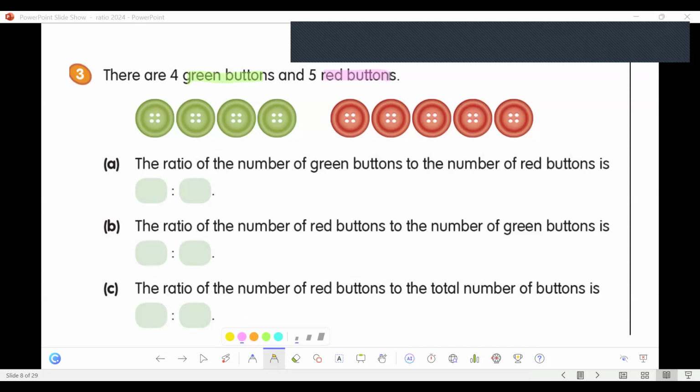So you look at the question, he asked for ratio written in different ways. So I color red, then red, then red. So I have red here, and red here. Why? Because green is to red, so green is in front. Red is to green, so green is behind. Then the last one is not red nor green. What is the last one? It's the total. So this one is all together. This is total.